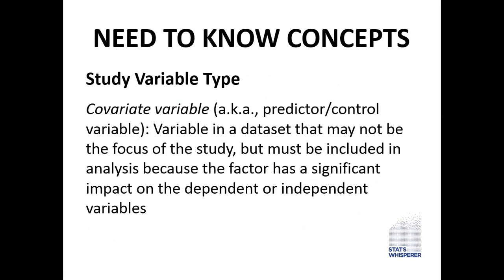Then the next type are the covariate variables, also called predictor or control variables, that are the variables in the data set that may not be the focus of the study, but they have some significant impact on the dependent variable or independent variable. So we want to include those in the analysis to control for their effect.